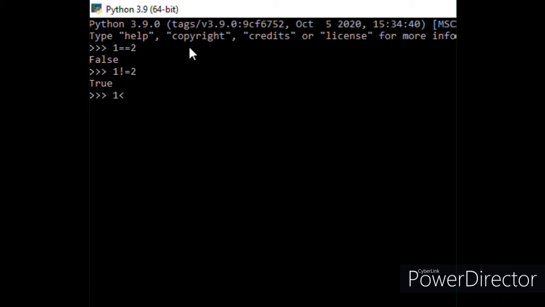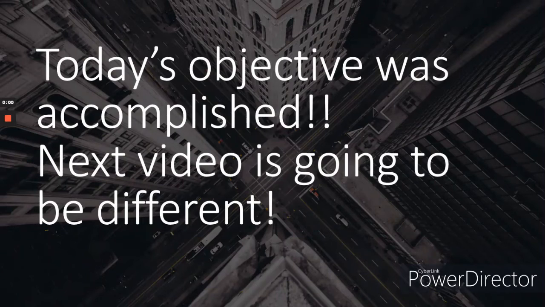Then 1 is less than 2, it is true as well. Then 1 is greater than 2, nope, which means false. Then 1 is less than or equal to 2, as you know it's true. And lastly, 1 is greater than or equal to 2, that is obviously false. So you can experiment with those, and you can use any number you would like. It is not limited to only 1 and 2. See, if I say 23 equals to 23, we will get true because they are both the same. So guys, today's objective was accomplished.